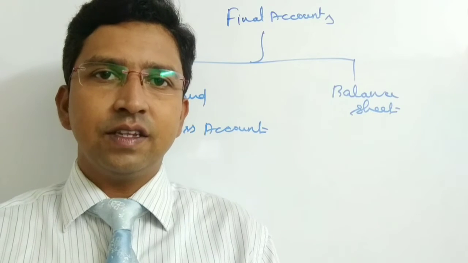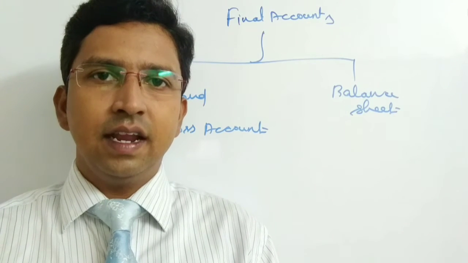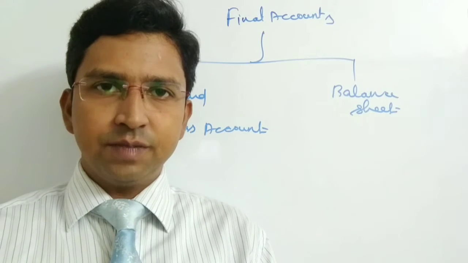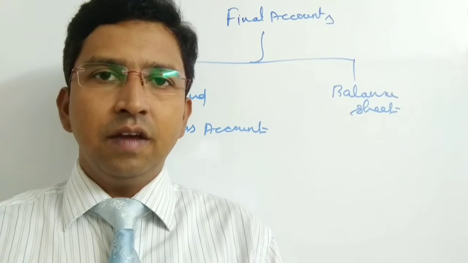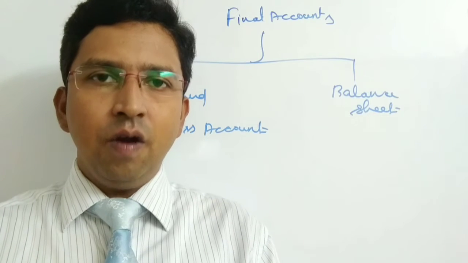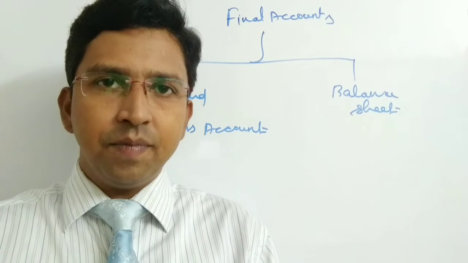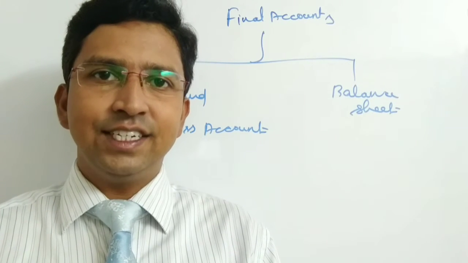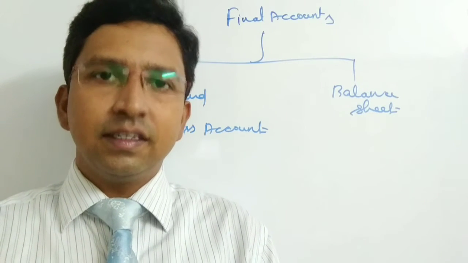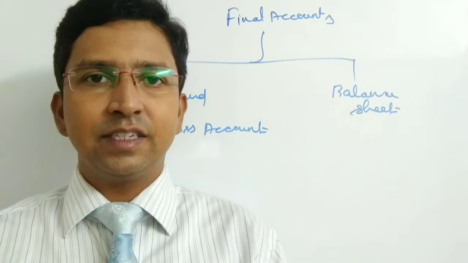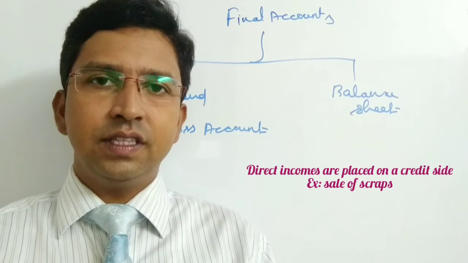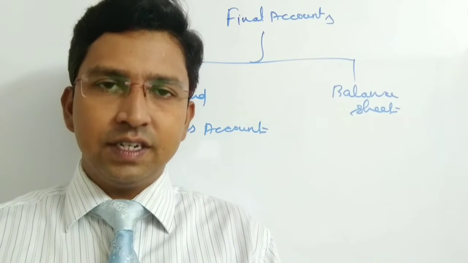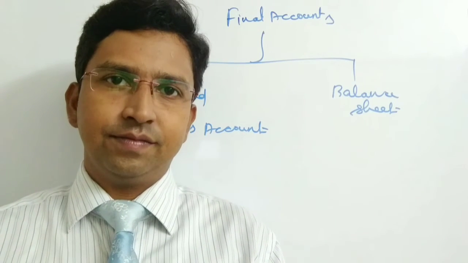The trading account contains all the goods related accounts, then direct expenditures. What does it mean by direct expenditures? Direct expenditures are the expenditures which are incurred in order to bring the goods from the suppliers to our business premises. Just nothing but carriage, transportation charges, some wages and other factory related expenditure which are directly involved with the manufacture of goods, which are directly involved with our goods.